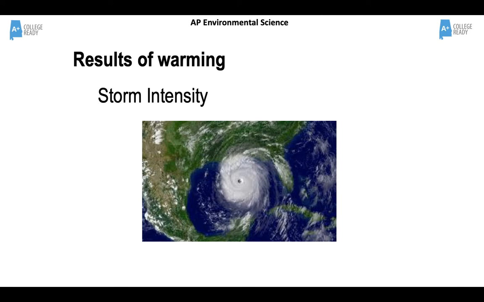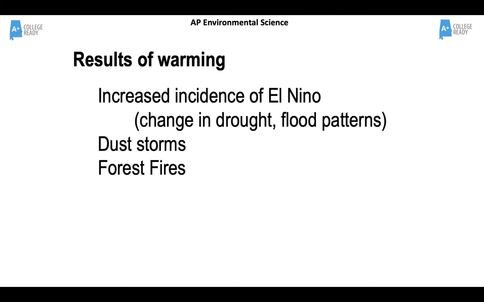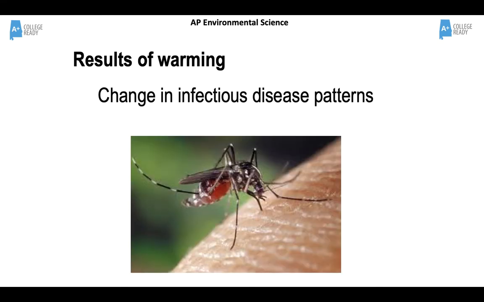And I have been reading these for about 2 decades now, and the wording in these writings, and they publish a report, are becoming more and more dire. And their confidence in what is happening is becoming greater and greater as well. Another result of warming would be the increased incidence of El Nino, which of course can cause drought in some areas and flooding in others, dust storms, and forest fires.